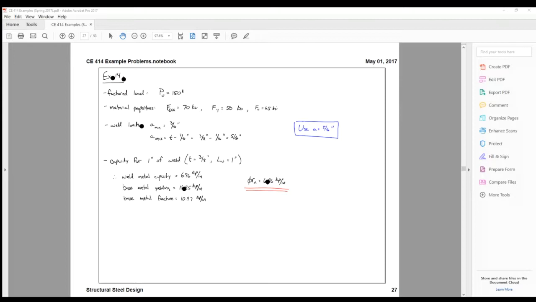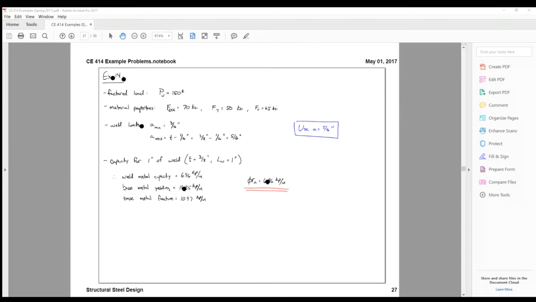Now, as for the capacity of 1 inch of weld, with A as 5/16, a 3/8 inch thick angle, and a 1 inch long weld, these are the capacities. That was in our previous example. I can cover that if you would like, but those are pretty straightforward calculations. They are very plug and chug.